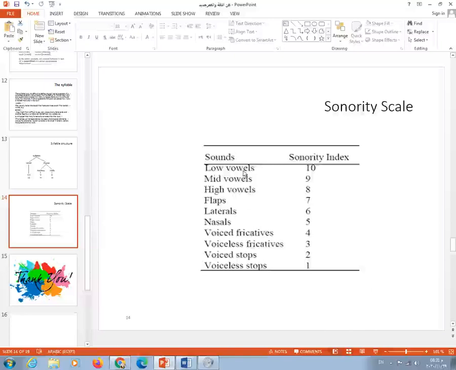And then we have laterals, and nasals, and voiced fricatives, and voiceless fricatives, and voiced stops, and voiceless stops, and so on. So the least sonorous are the voiceless plosive consonants, as we see. By the way, the word stops means plosives, so that you are not worried about terminology changes.